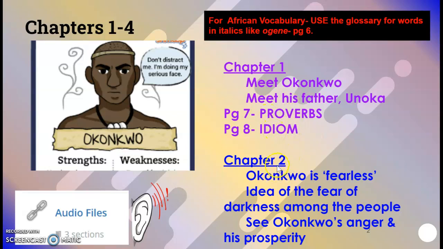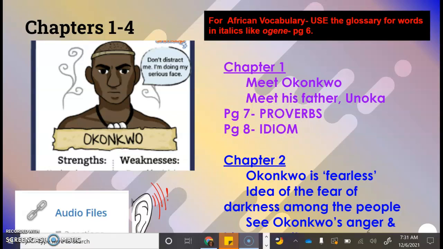Chapter 1 is pretty short. Chapter 2 continues with Okonkwo kind of describing himself as fearless. But there's also the idea of fear of darkness among his people. So that's how some of the environment elements come across that you also have to track. You will also see his anger and his personality a little bit more in this chapter. Okay.